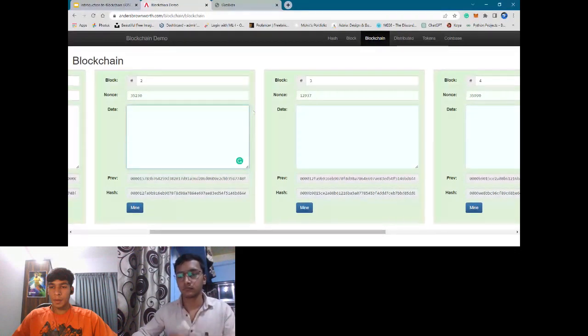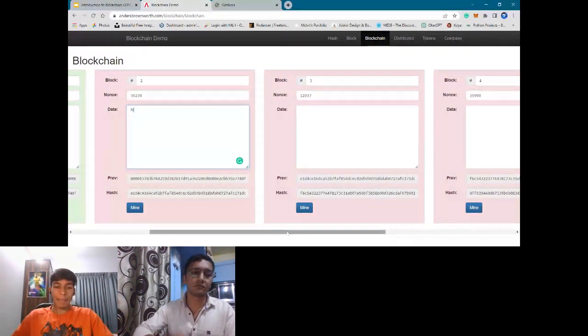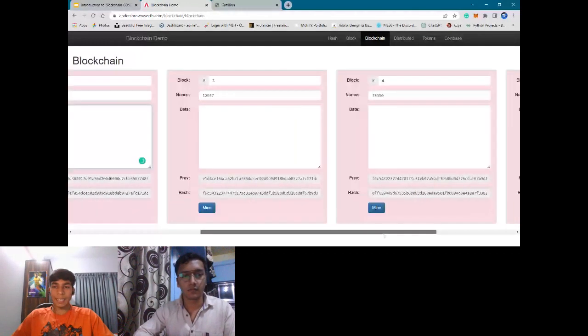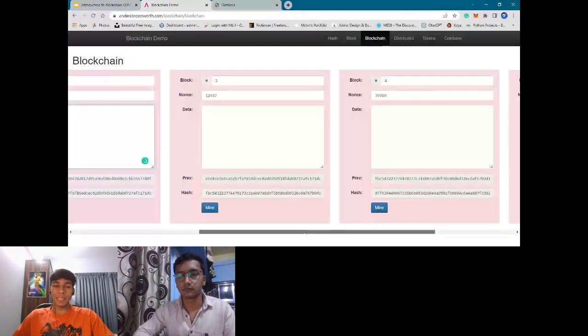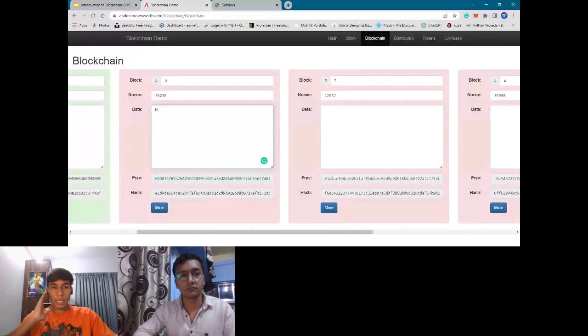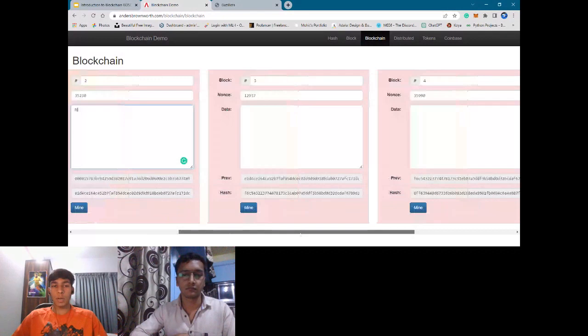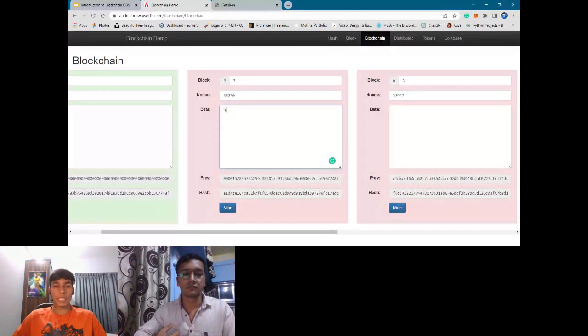Yes, it turns red. Why does it turn red? Suppose I type HI here, it turns red, and every succeeding block turns red. So what does this red mean? The whole blockchain breaks, because for this particular data the hash has changed, and that hash was connected to the next block, which has its own different data. So the whole blockchain has been broken because we have tampered with it.